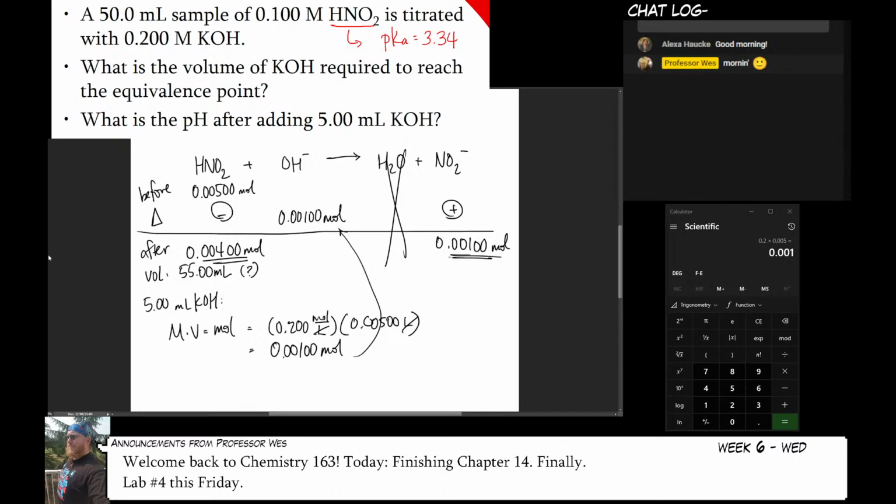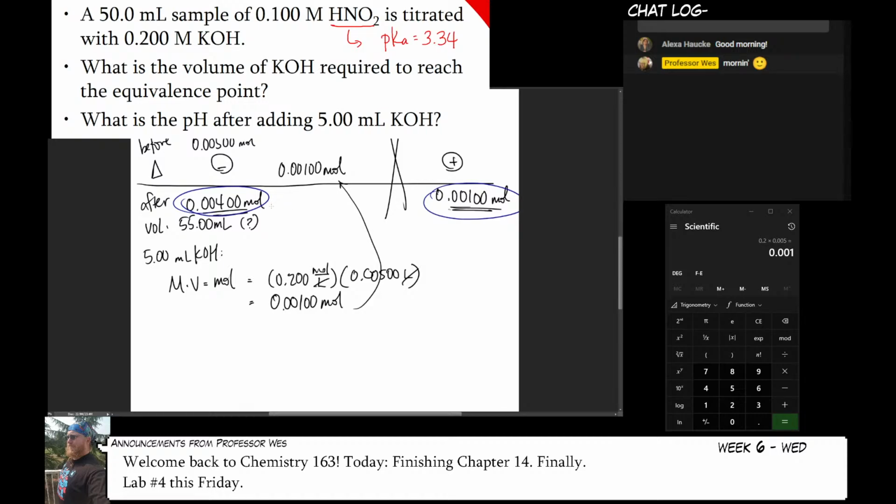Because I have my weak acid and my weak base, I'm going to just throw those into the HH equation, because this is in the buffer region. So let's do that. The HH equation is pH equals pKa plus log of base over acid. Wow, I didn't write any of that. Goodness.